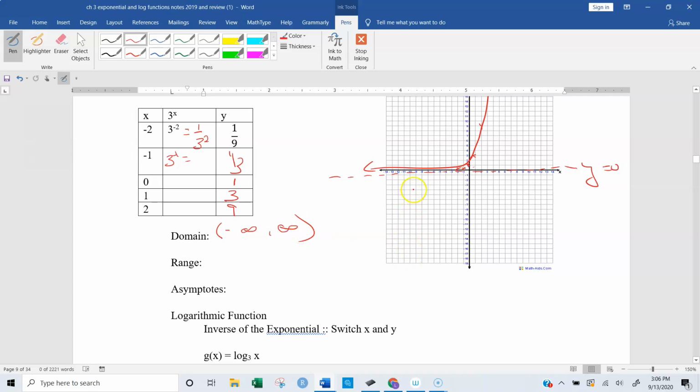Range, look at your y. Where does it start? It starts at 0 right here, and it goes on forever to positive infinity. Asymptote, we already talked about. That's y equals 0, or your x-axis. Okay, now let's look at what a log does.